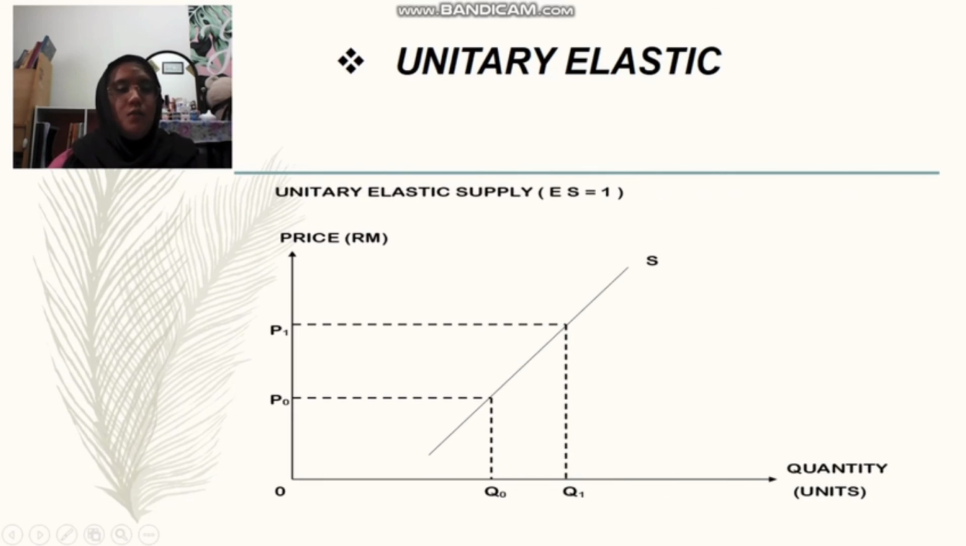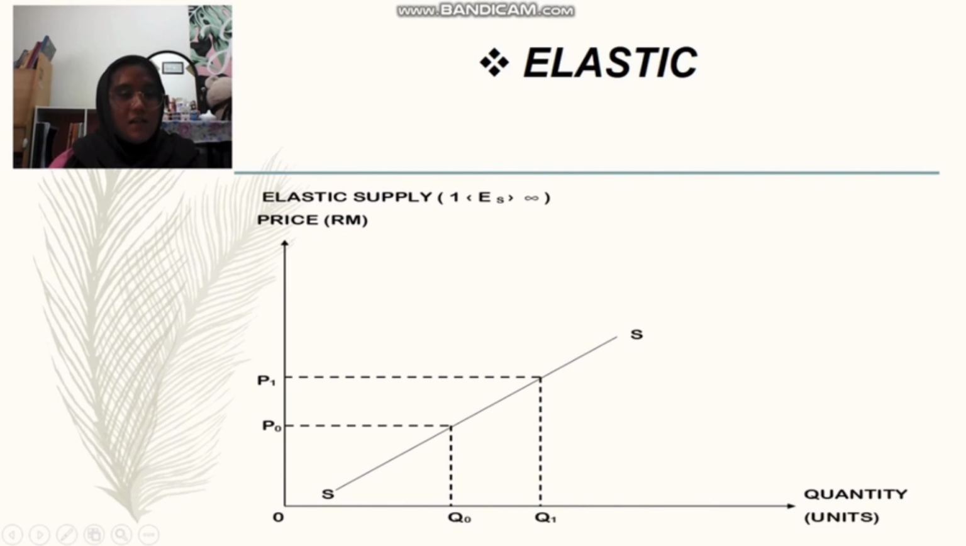The third one is unitary elastic. Unitary elastic is when the change in quantity supplied and the change in price are equal. For example, if the price increases by 10, the quantity supplied also increases by 10. And the fourth one is elastic. Elastic supply is when the change in quantity supplied is greater than the change in price. So if the change in quantity is 10, the change in price will be only 6, like that.